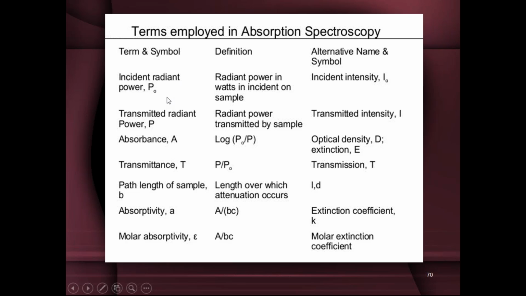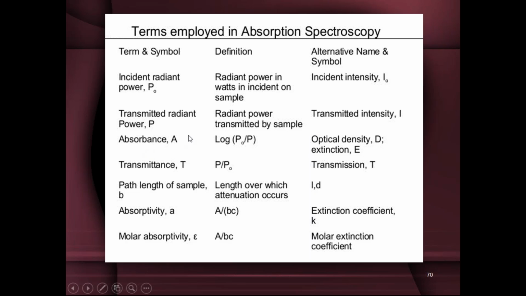If it is referred to as power, then it is P0, and if it is referred to as intensity, we represent it by the symbol I0. So it is the radiant power in watts incident on the sample. Second term is transmitted radiant power, designated by the symbol capital P, or it could be called the transmitted intensity, designated by capital I or even I with a subscript T. This is the radiant power transmitted by the sample.